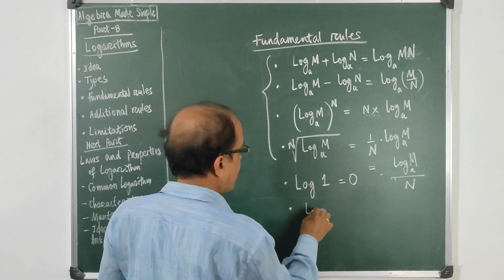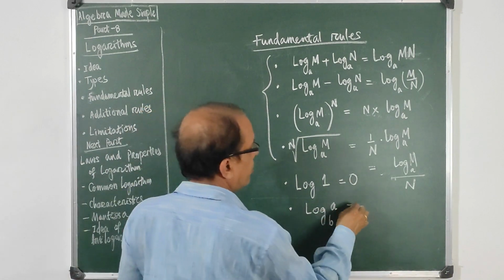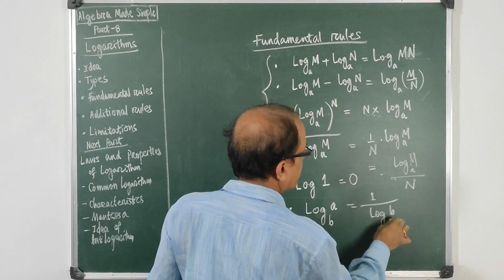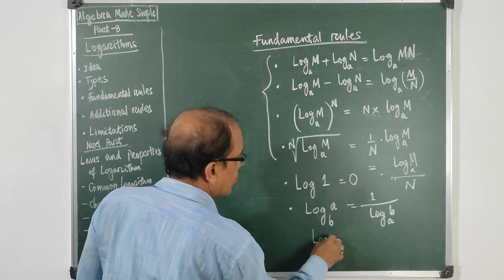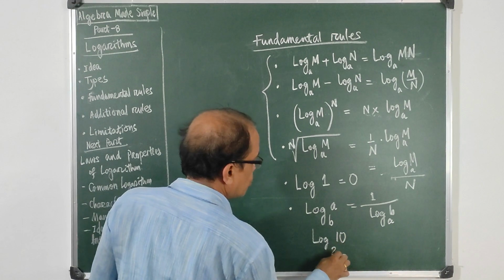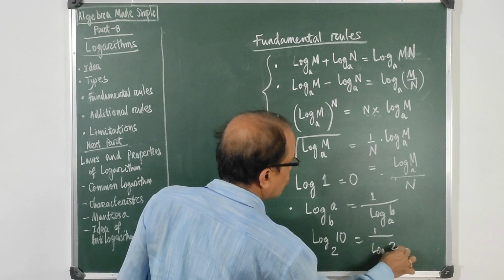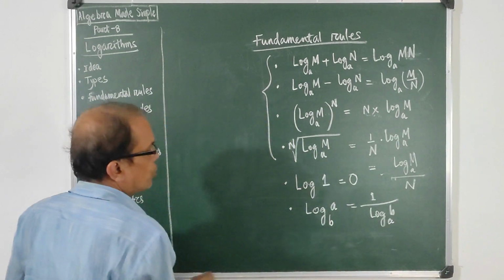Then log a to the base b will be 1 upon log b to the base a. This is the next rule. That means log 10 to the base 2 will be equal to 1 by log 2 to the base 10. This is the rule.